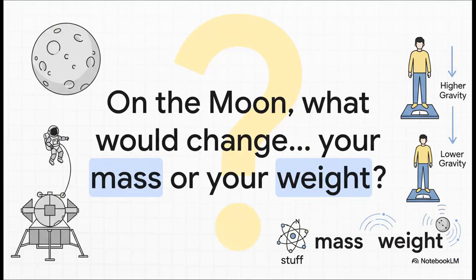So I'll leave you with one last question to chew on. If you were to take a trip to the moon, where gravity is way, way weaker, what would change? Your mass or your weight? Think about it. Is the amount of stuff you're made of changing, or is it just the pull on that stuff?